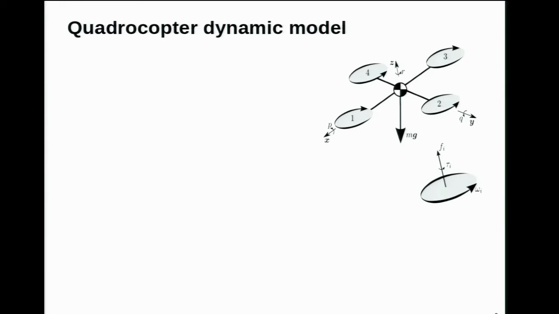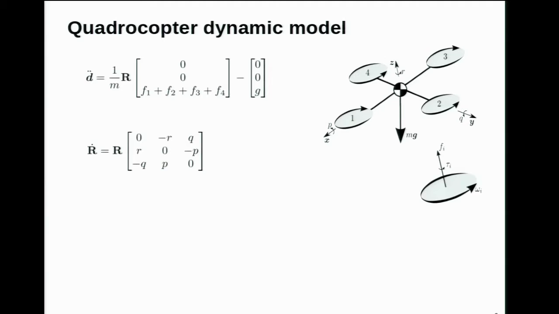So we can write down Newton's law, which describes the acceleration of the vehicle. The acceleration is a function of the vehicle mass, the orientation of the vehicle expressed as a rotation matrix R, the four motor forces, and then the weight of the vehicle, gravity. The rotation evolves according to this differential equation, where p, q and r are the three components of the vehicle's angular velocity: the roll rate p around X, the pitch rate q around Y, and then the yaw rate r around the thrust axis Z.